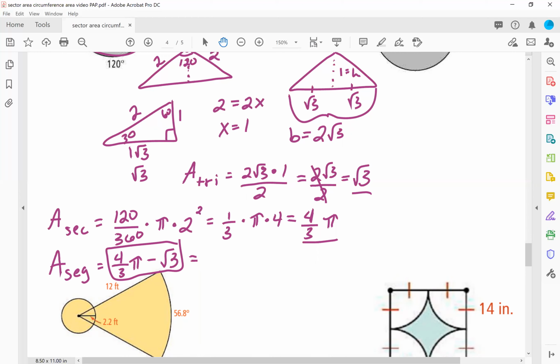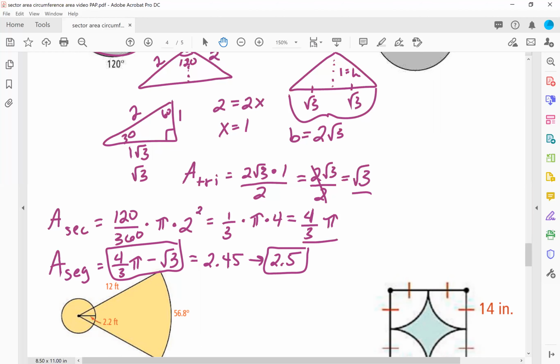So I'm going to type this in my calculator. Do 4 divided by 3, and press enter, times pi, enter, okay, minus, and then I do square root 3, enter, and I get 2.45, so that's going to round to 2.5. Okay, so we have the exact answer, and then we have the approximate, the rounded answer.